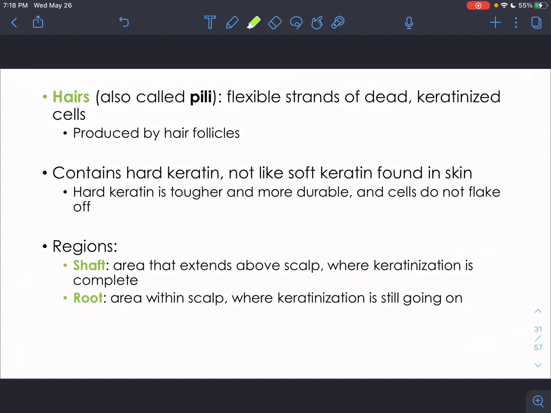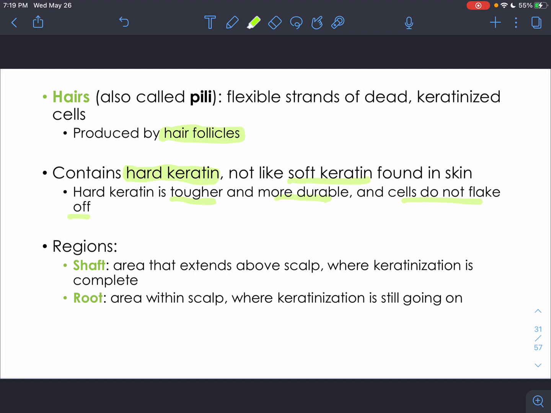Okay, so hairs, again, flexible strands of dead keratinized cells. They're produced by hair follicles, which are found within the scalp. They contain hard keratin, which is different than the keratin that you find in the epidermis of your skin. In your skin, you have soft keratin, but hard keratin is tougher, more durable, and the cells don't flake off.